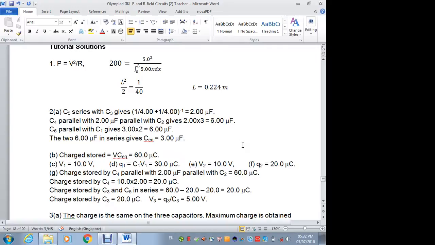But the circuit looks like this, right? This one is the most important part. Then the rest will be just using Q equals CV, right?